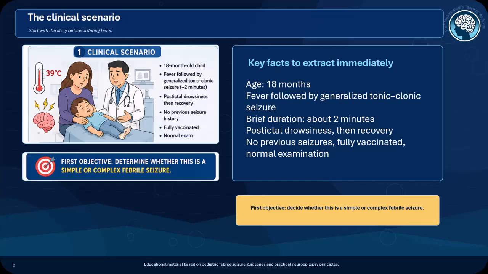An 18-month-old child presents after a fever, followed by a brief, generalized tonic-clonic seizure lasting about 2 minutes. After the event, the child was drowsy for a short period and then recovered. There is no previous seizure history, the child is fully vaccinated, and the physical examination is normal. These details are very important. The child's age, the presence of fever, the generalized nature of the seizure, the short duration, full recovery, and normal examination all guide our next step.